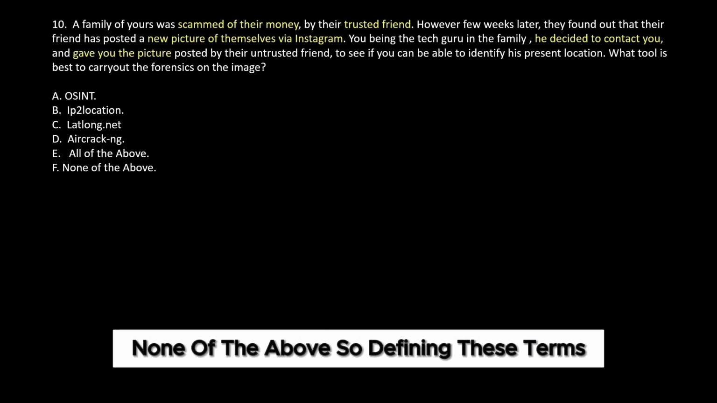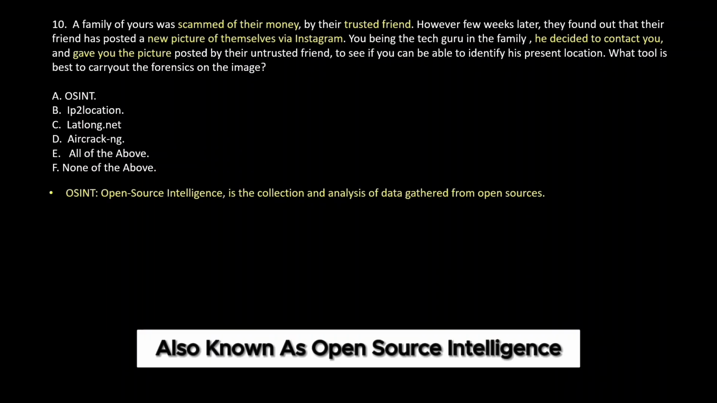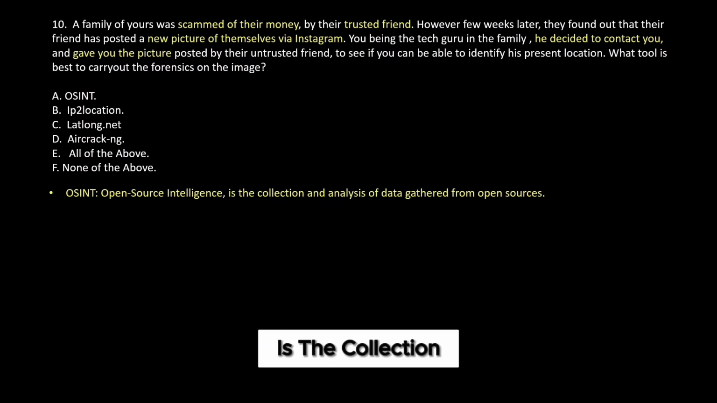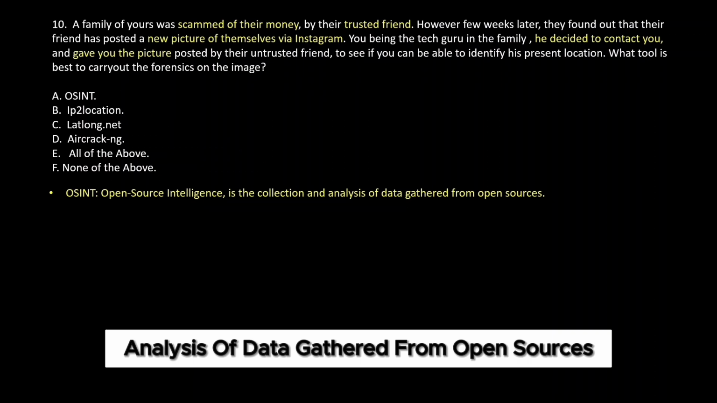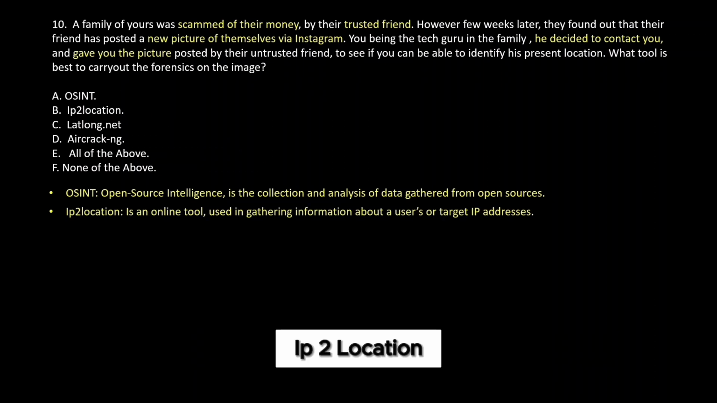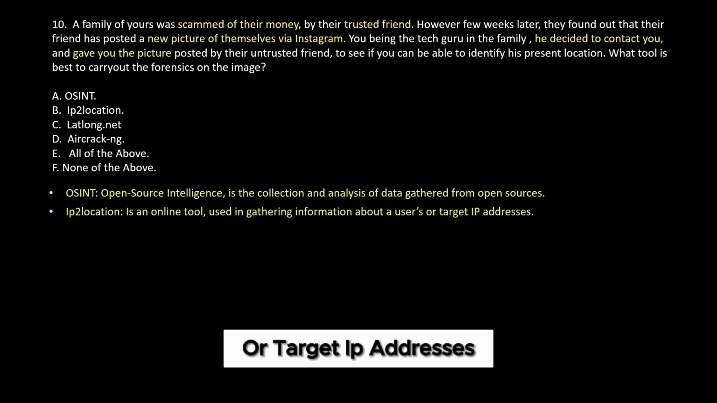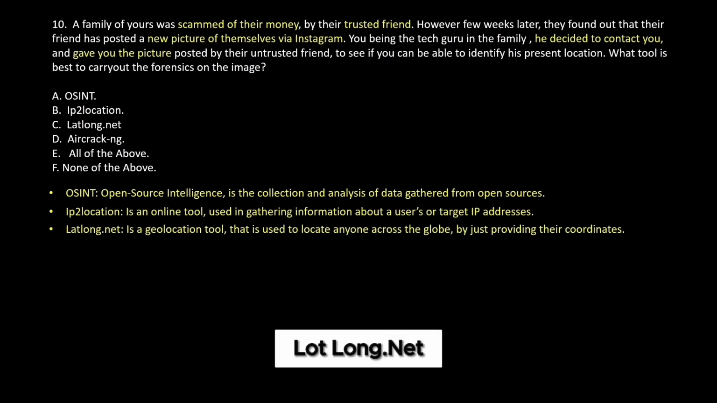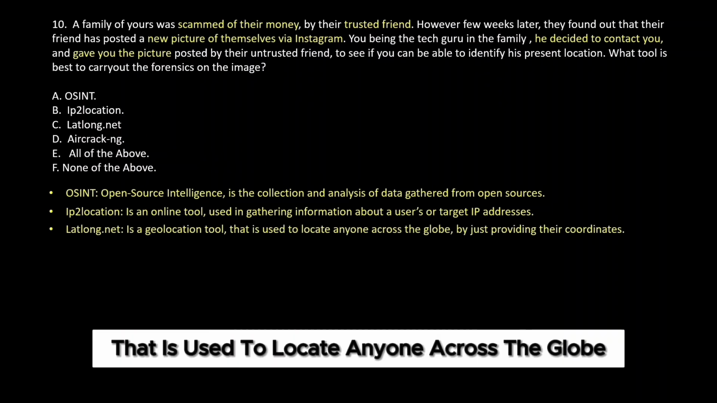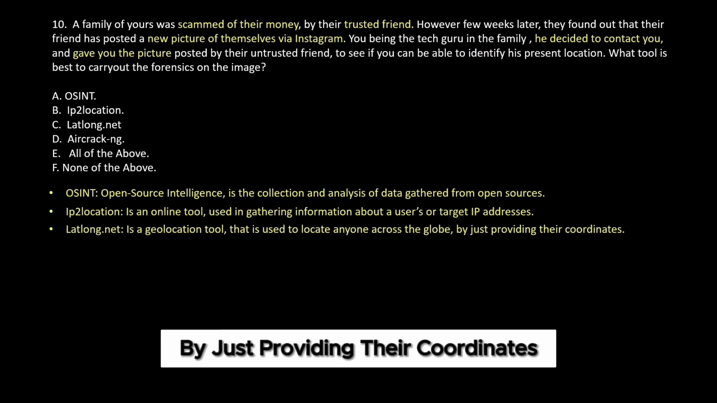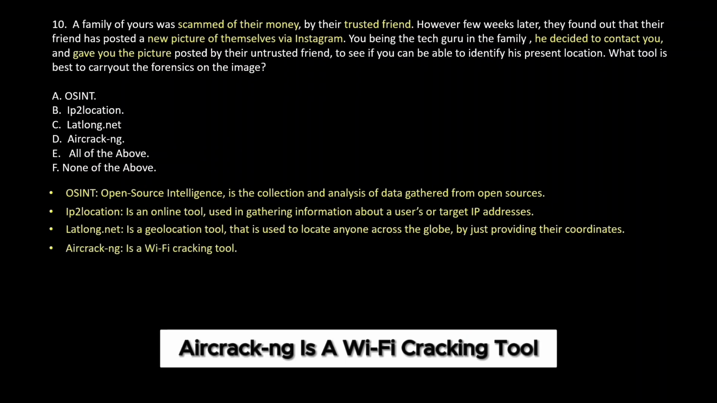So defining those terms, OSINT, known as Open Source Intelligence, is the collection and analysis of data gathered from open sources. IP2 location is an online tool used in gathering information about a user's or target's IP addresses. Latlong.net is a geolocation tool that is used to locate anyone across the globe by just providing their coordinates. Aircrack-ng is a Wi-Fi cracking tool.